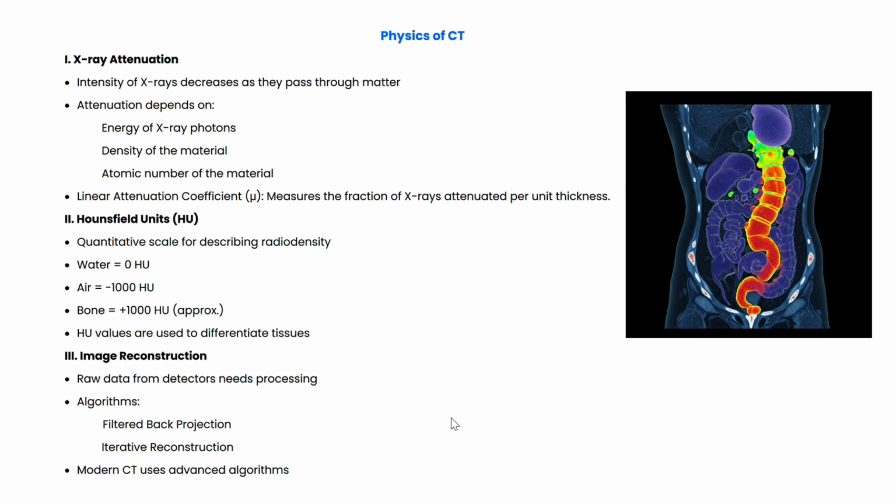The raw data from the detectors is not a directly viewable image. It needs to be processed using complex algorithms. Early CT used filtered back projection. Modern CT scanners use more advanced iterative reconstruction techniques, which produce higher quality images with less noise and artifacts.